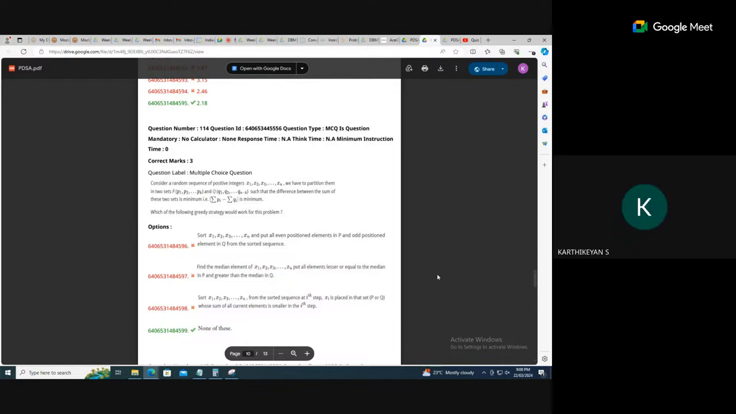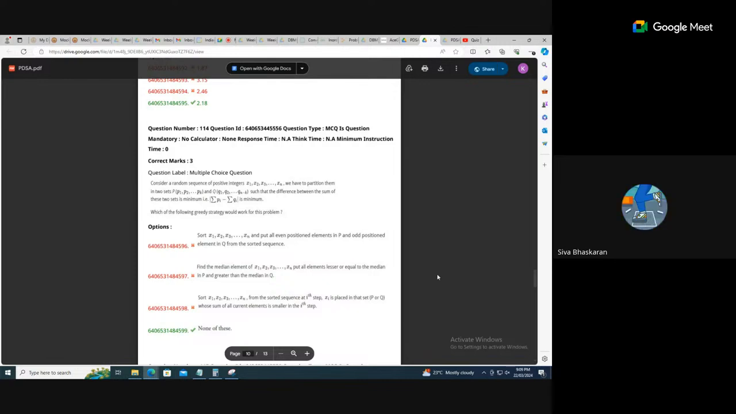Say, for example, 1, 3, 5 and 2, 4, 6. The difference will be three only. And if the count is eight, then 1, 3, 5, 2, 4, 6. Why not 1 and 6 in one group, 2, 5 in another group? But we sorted and then took the odd and even, and that's not giving you the correct answer. They say even position elements in P, odd in Q. So 1, 3, 5 will be in one group and 2, 4, 6 in another group. The difference will be three.